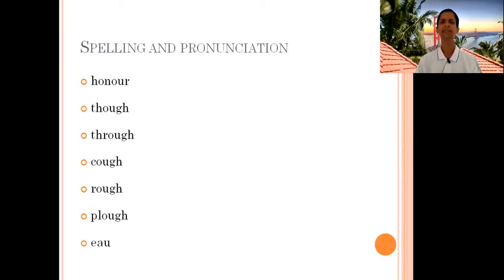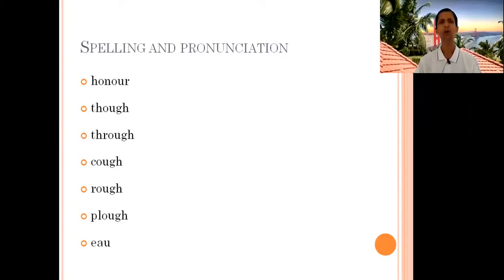The last word that you see here on the screen, EAU, is the French word for water. It is written EAU, but it is pronounced as "oo". So this is not a phenomenon that we see just in the English language. It can be seen across many languages in Europe. Therefore, it is necessary to learn the speech sounds that we have in a language.